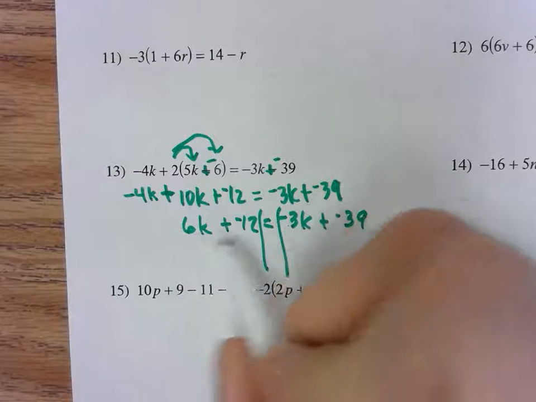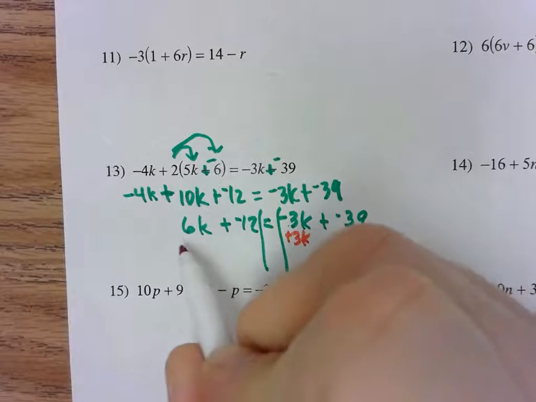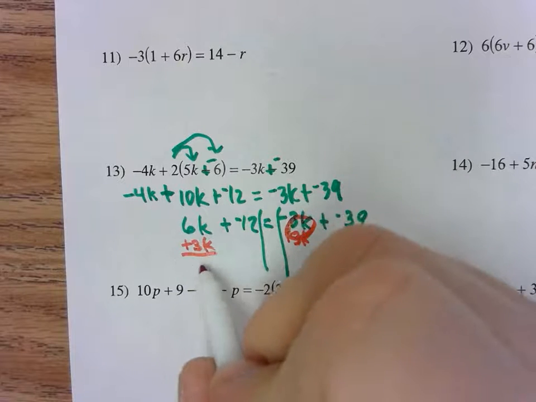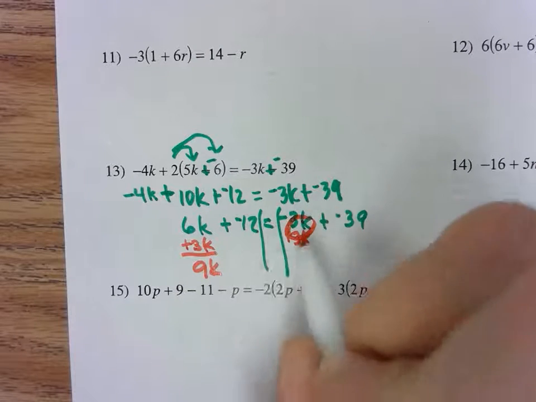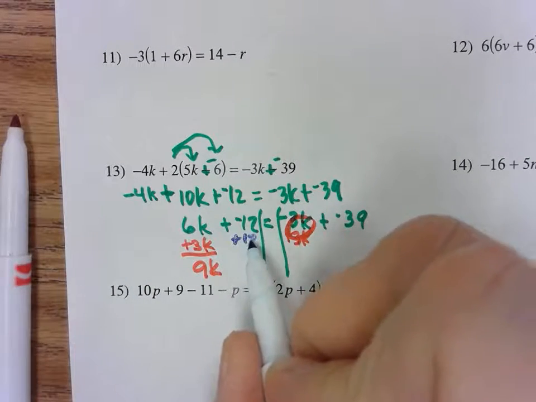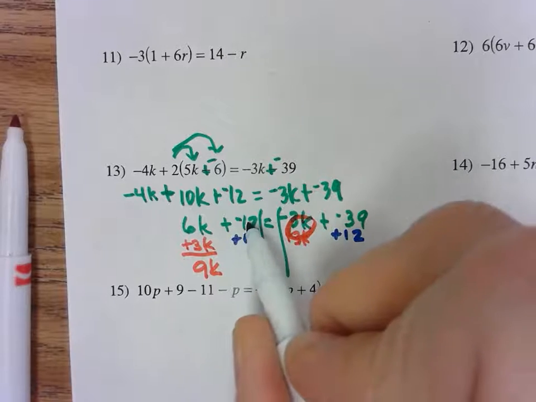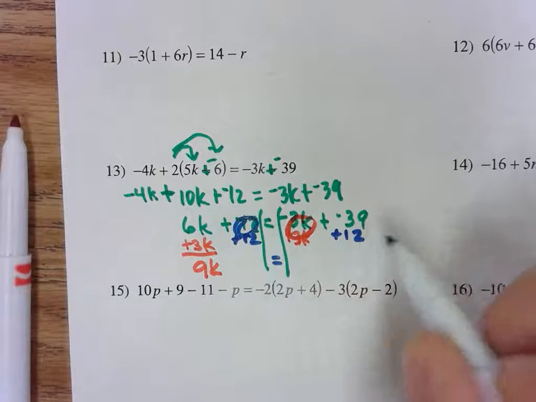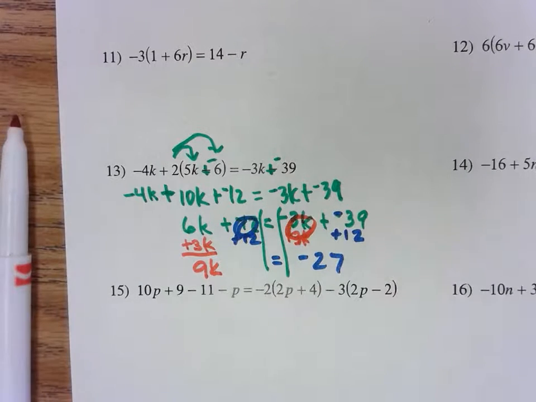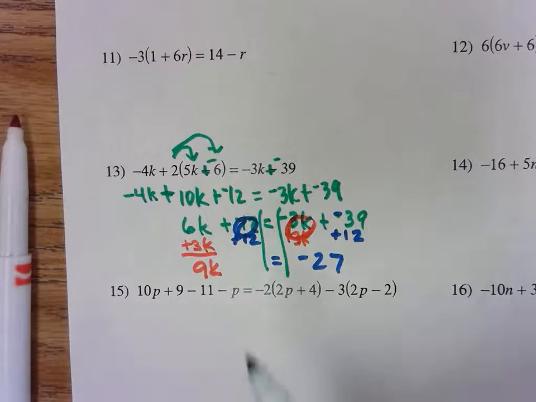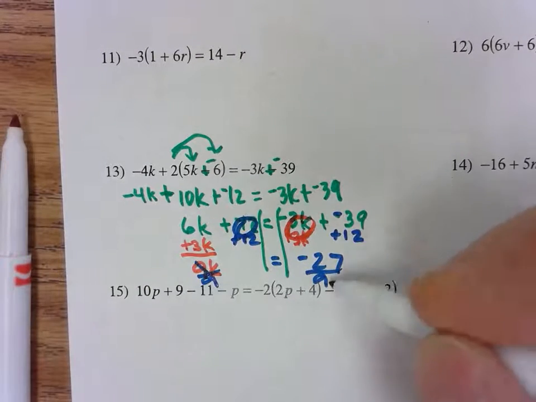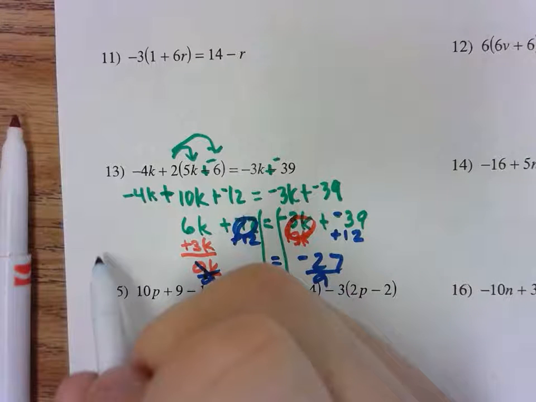I'm going to try to bring this over here, so I've got to add 3k to both sides. These 3k's of course cancel out. 6k plus 3k would give me 9k. I'm going to take that and cancel it out over here and move it over to that side. So what cancels out a negative 12? That's a positive 12. So those cancel out. Negative 39 plus 12 would be negative 27. So now I got 9k equals negative 27. I would divide both sides by 9. Of course those cancel out, and negative 27 divided by 9 would give me k.